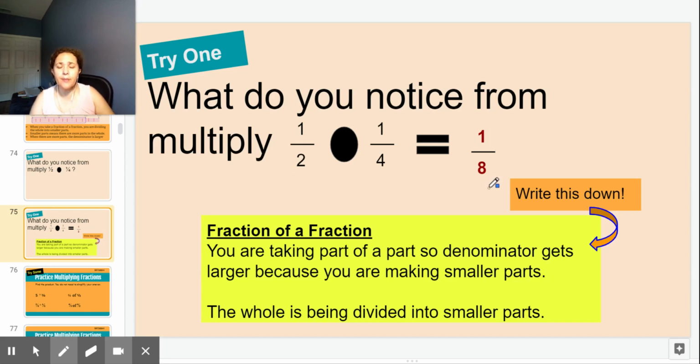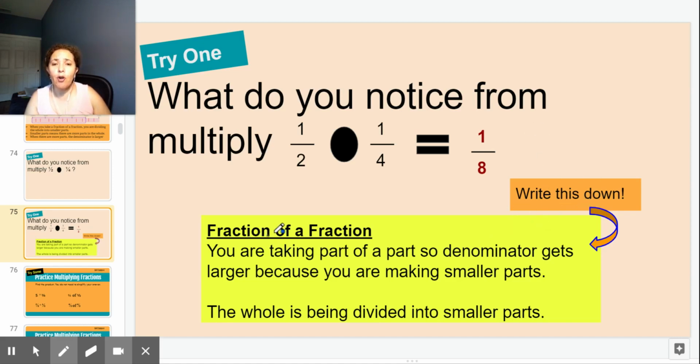So what do you notice? It's getting smaller, right? So your answer gets smaller. When you multiply a fraction times a fraction, your product gets smaller because you're taking a part of a part. So stop the video and write this down.